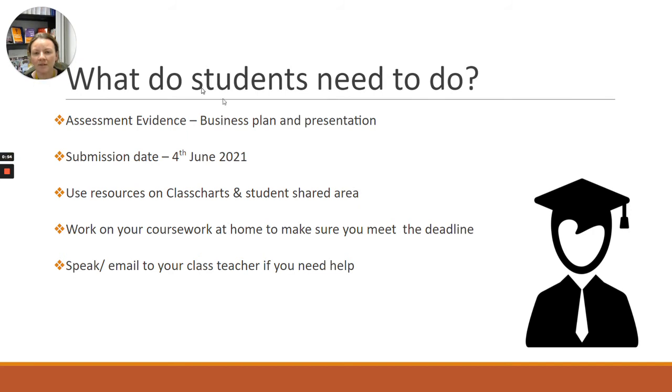But just to summarise, they have to complete the business plan and the presentation. This will be sent off for external verification, and the final submission date we have for that is the 4th of June. The students have all the resources in the student shared area, and those resources are also on Class Charts. As I said, students can work on their coursework at home and try to make sure they meet the deadline.